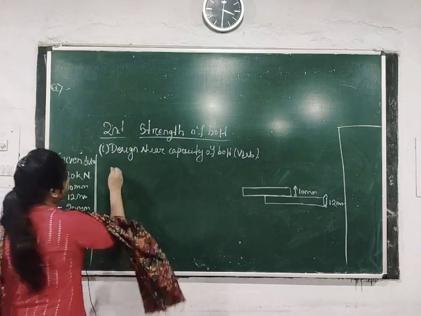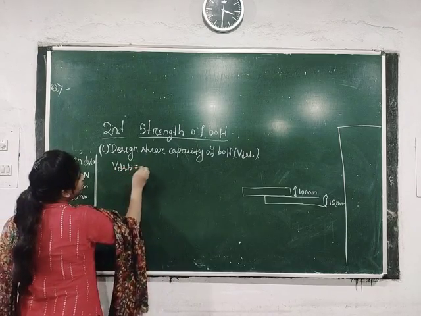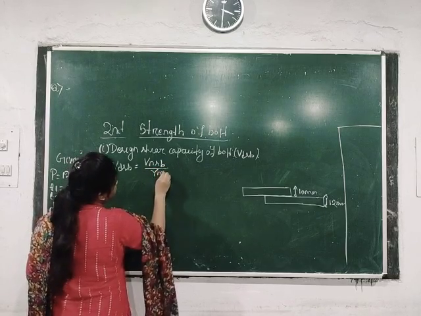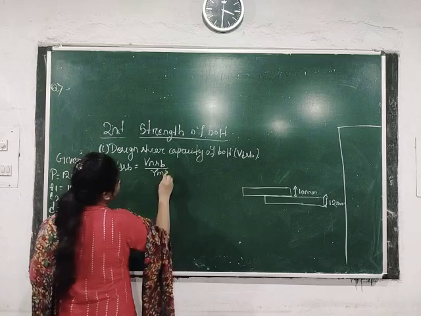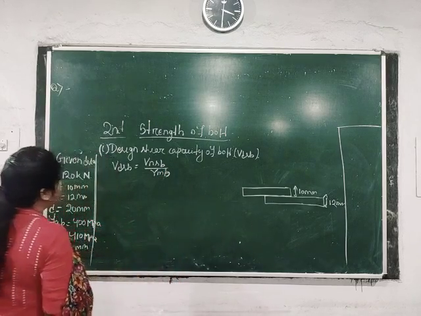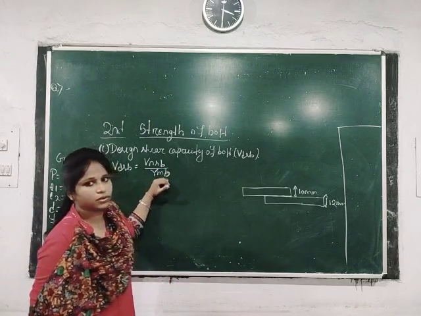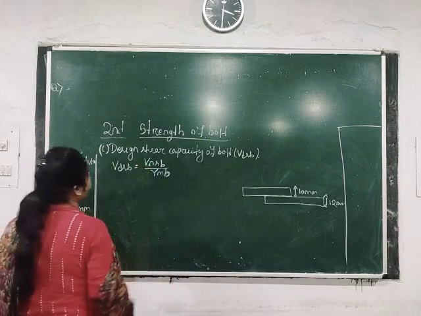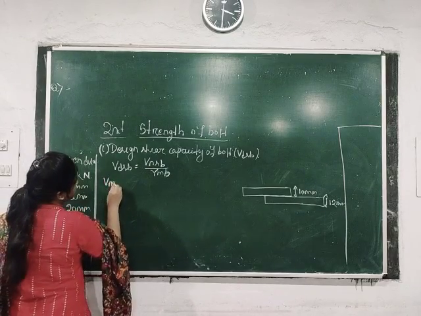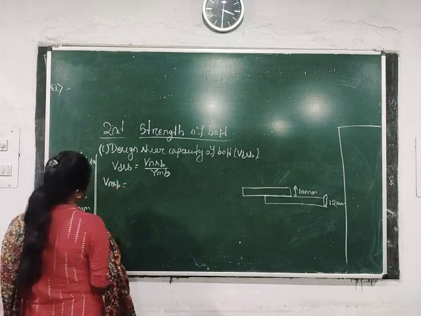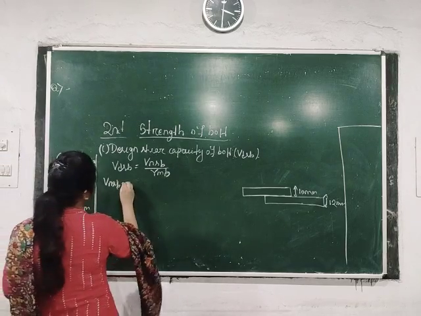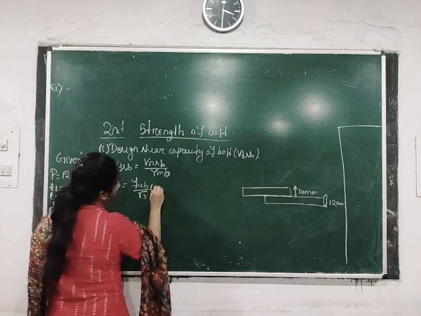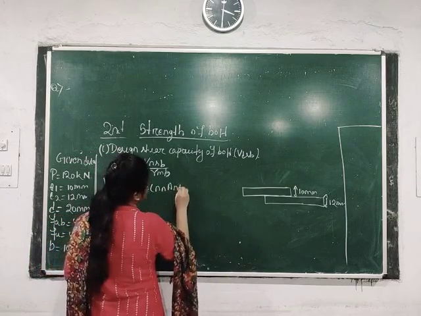The design shear capacity of bolt is calculated by the nominal shear capacity of bolt divided by the factor of safety for the bolt. This gamma mb value is 1.25, that you can get from Table number 5. Then calculate the nominal shear capacity of bolt, which can be calculated by fub by root 3 into (nn anb plus ns asb).